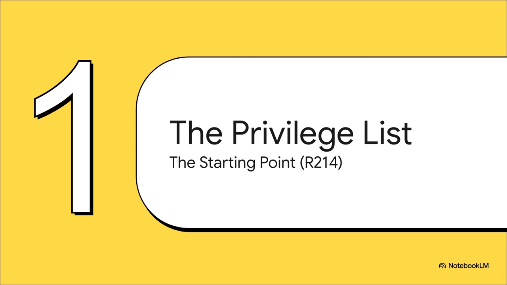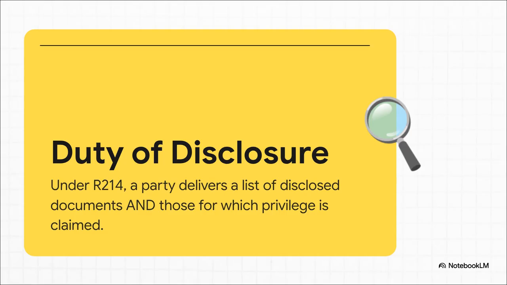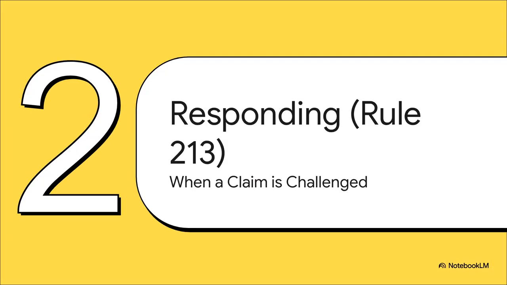The foundation of all this is the standard duty of disclosure, and how a privilege claim even enters the picture in the first place. Here's the crucial point. Your whole obligation starts with your list of documents. You've got to remember, Rule 214, Subrule 1A, says you must specify which documents you're holding back under a claim of privilege. This is the first move, and it's the one that sets the stage for any challenge down the road.